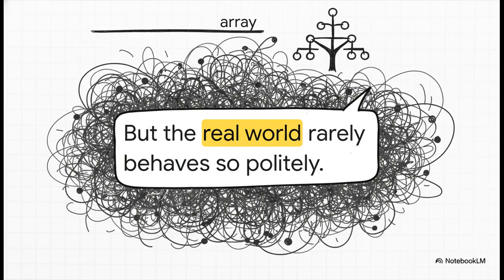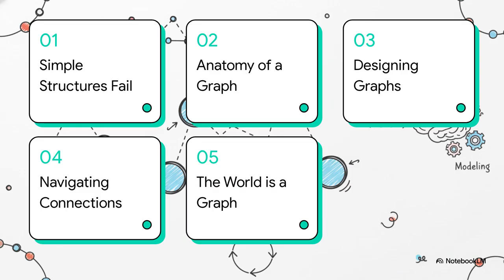Just think about it: your own friendships, all the cities connected by flights, or how ideas just link together all over the internet. It's not a line, it's a web, a huge, tangled web of connections. Okay, so here's our game plan for today. First, we're going to see exactly why those simple structures just can't keep up. Then we'll break down the anatomy of a graph, what it's really made of. After that, we'll get into the fun part: designing and navigating them. And finally, we'll pull it all together to see why this way of thinking is such a game changer.